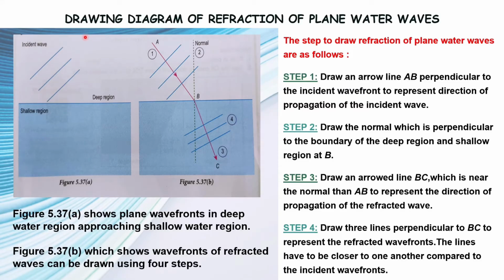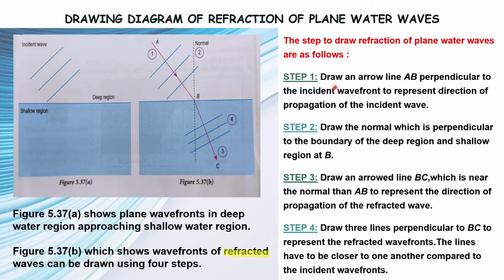Now let us look at how to draw a diagram of refraction of plane water wave. Figure 5.37a shows plane wavefront in deep water region approaching shallow water region, and Figure 5.37b, which shows wavefront of refracted wave, can be drawn using 4 steps.